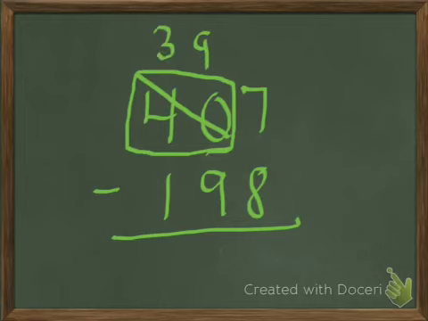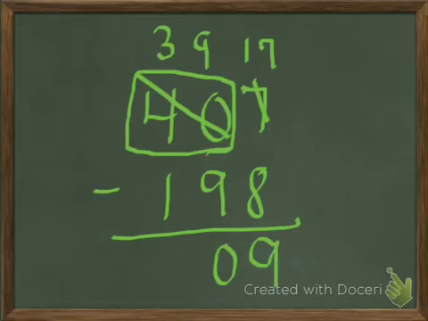Now I can bring my 10 back over with the 7 ones that I already have, and I have 17. I'm ready to subtract now in my ones place. 17 minus 8 is 9. And when I get to my tens place, I noticed both digits are 9, and 9 minus 9 is 0. And in my hundreds place, 3 minus 1 is 2. So my answer to my problem is 209.